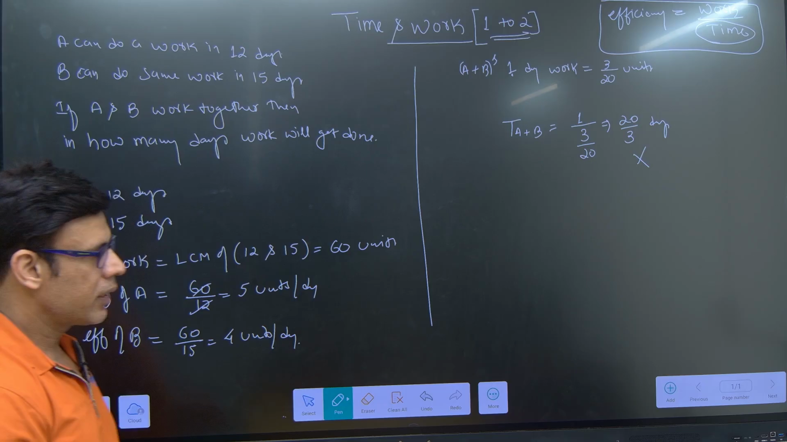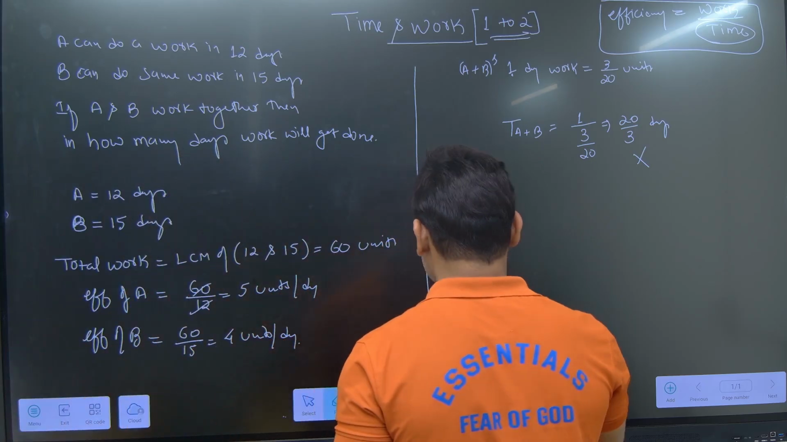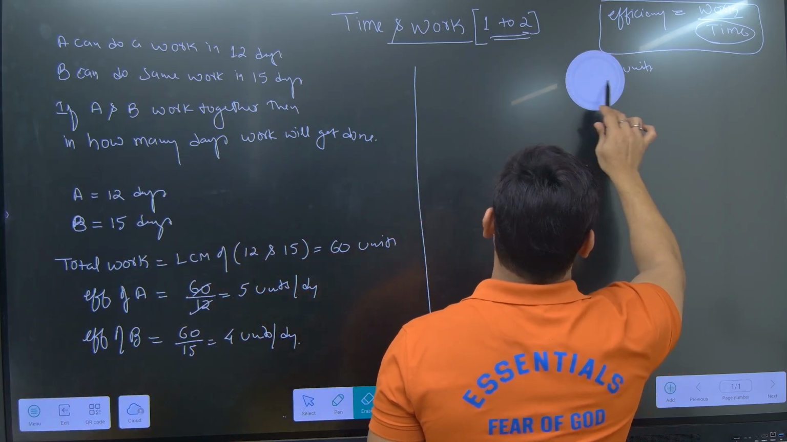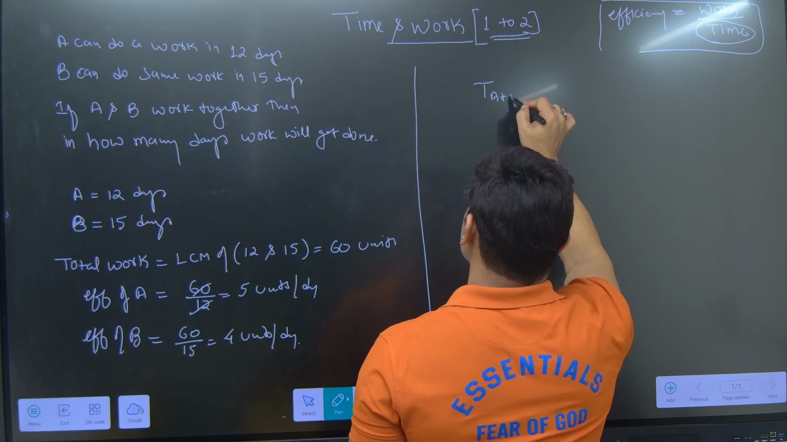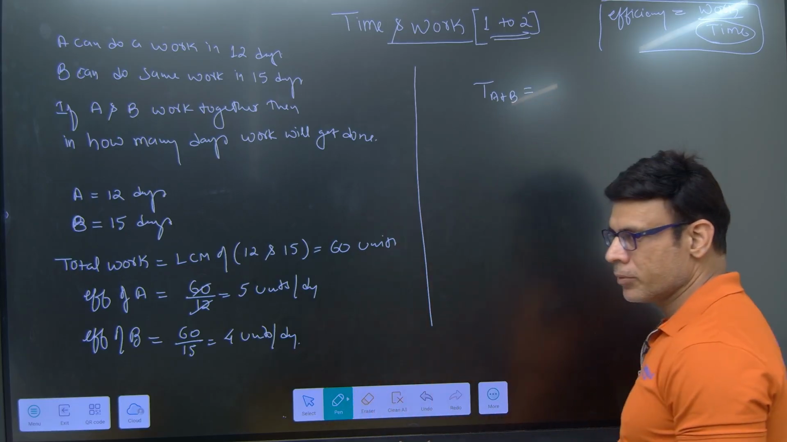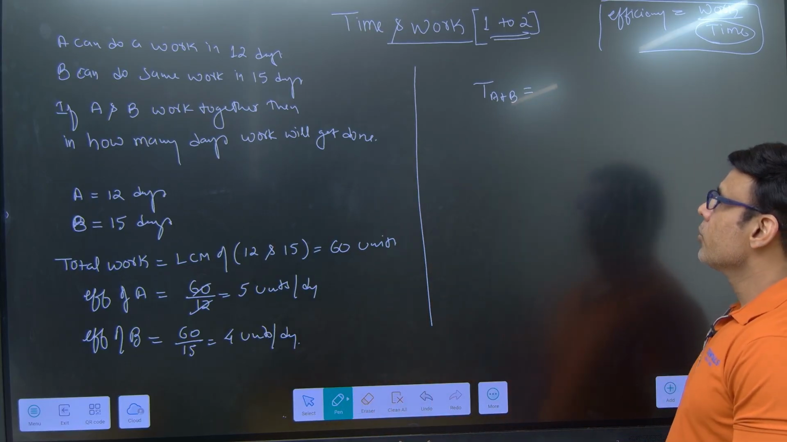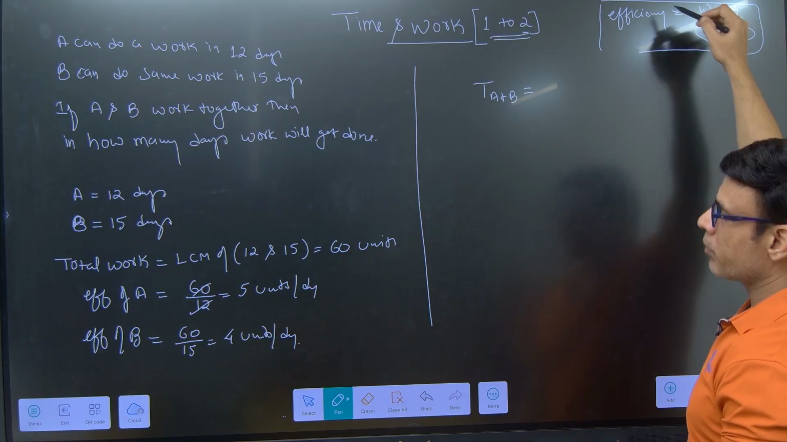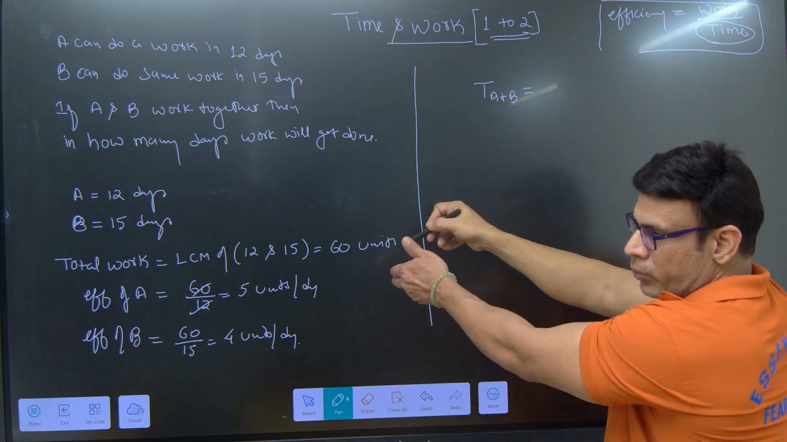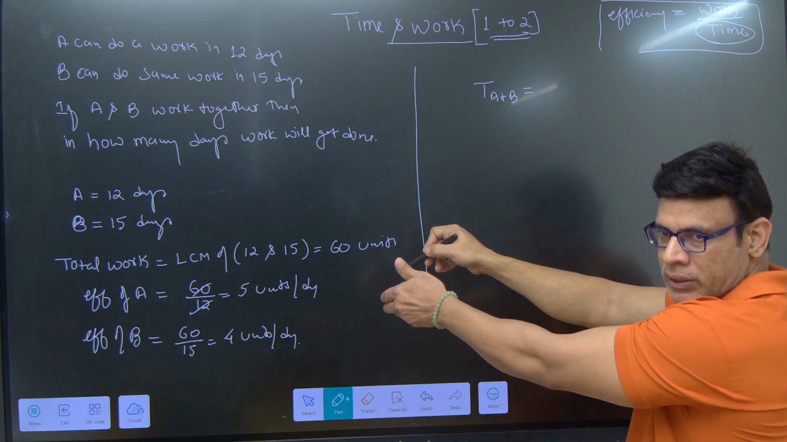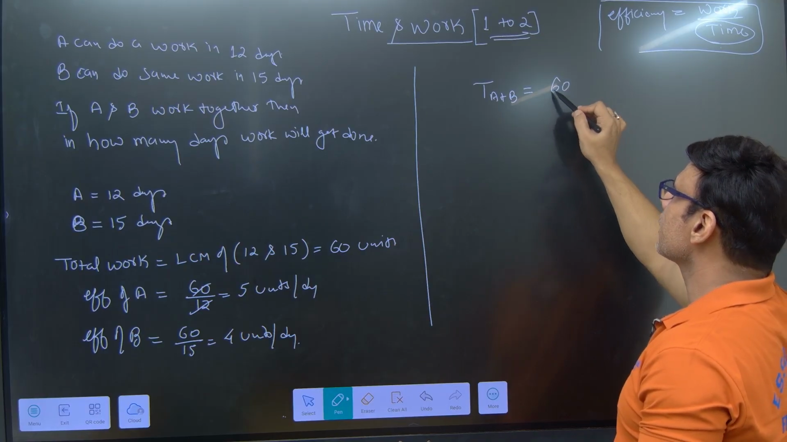right? Now we are supposed to find out what? Time taken by A and B to finish the work. You are supposed to find out time taken by A plus B to finish the work. How to find out time? Work upon efficiency. What is the total work now they have to do together? 60 units. Write 60 here.